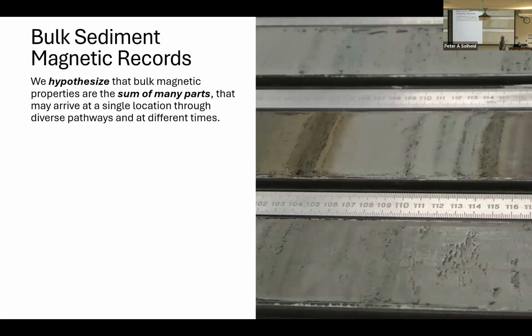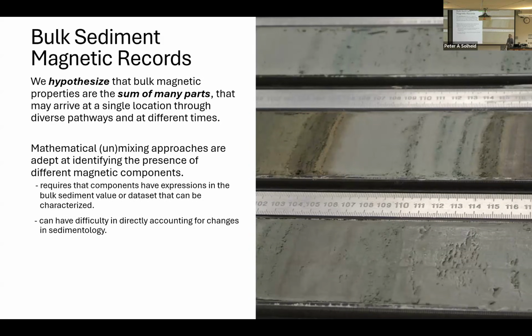So these might arrive at a single location through either diverse pathways or even at different times. And there's a couple of different ways to get at this. We've all known about mathematical and mixing techniques, and these are really good. They're really adept at identifying the presence of different magnetic components within the bulk sediment. That relies on the fact, though, that those components have expressions that you can extract from the bulk sediment value.